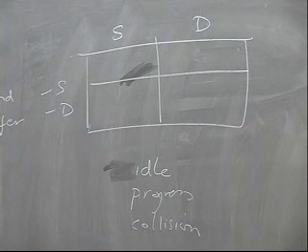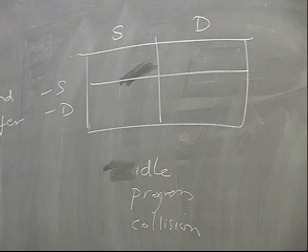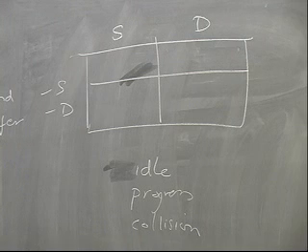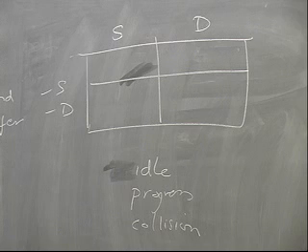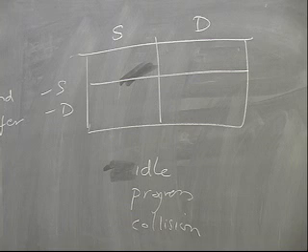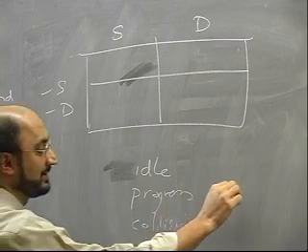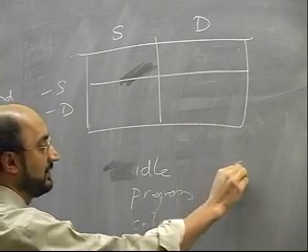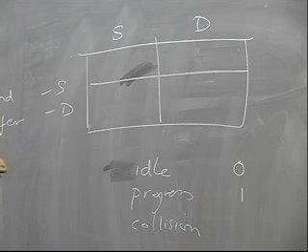Idle means nothing happened. Progress means somebody made progress, somebody sent some unit of data. Collision means two or more people sent. And what happens when you have a collision is actually very bad, because not only did nothing get sent, but you also used up energy, which wastes your battery. So if you're a laptop and you send something and you collide, you waste it. So we can model this outcome by saying progress is, let's say, 1, idle is 0, and collision is -1.